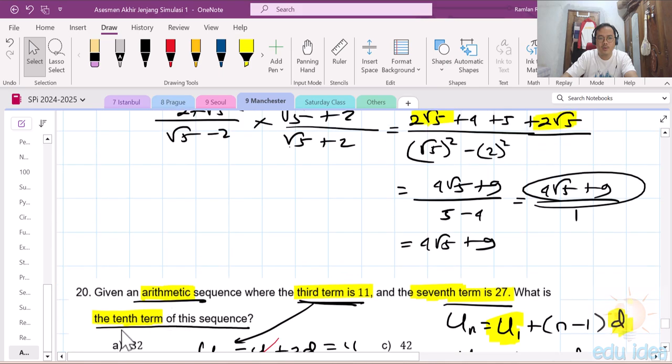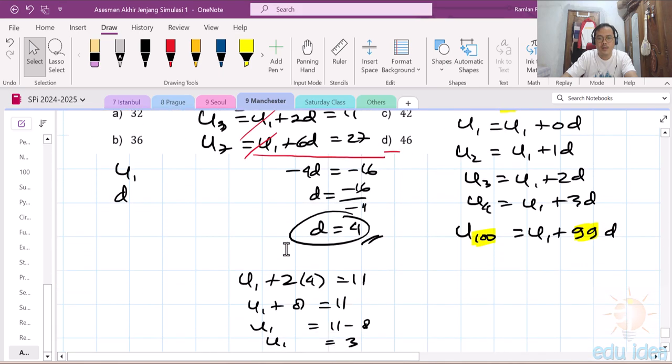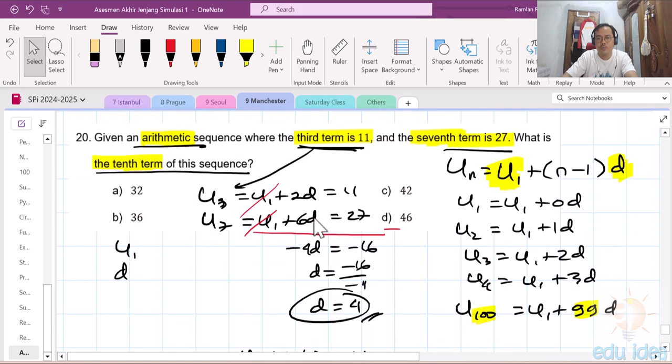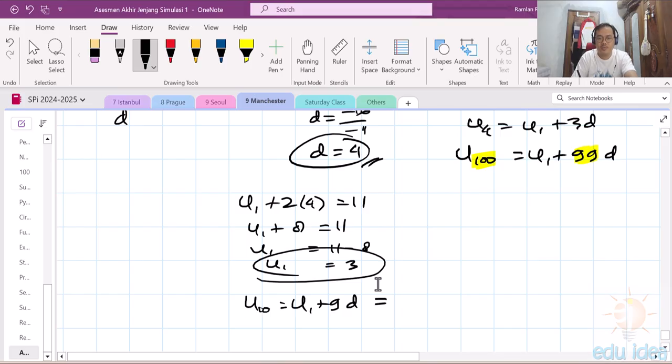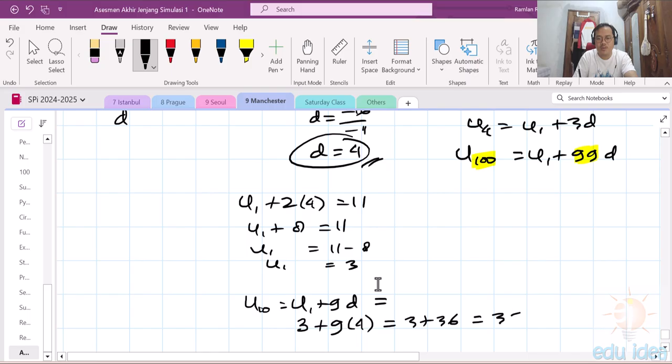The 10th term is this one here, which is u10. So again, without using the formula, you can see that u10, the 10th term, will be equal to u1 plus 9d, right? Because this is 10, this is 9. Just subtract that by 1. And then because we already know that the first term is equal to 3, and the common difference is 4, this is times 4. And you will get 3 plus 36, which is equal to 39.